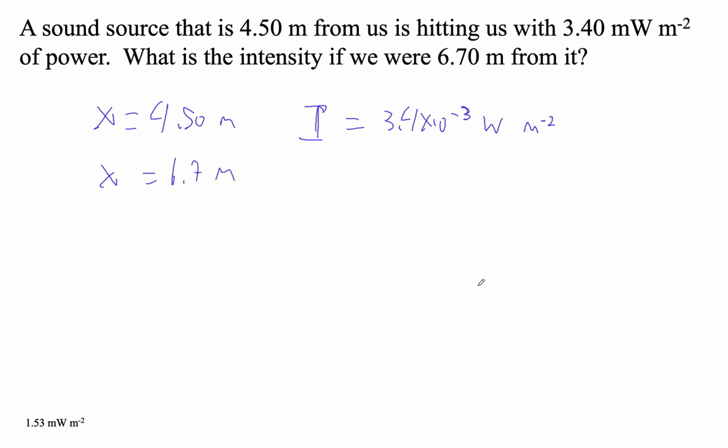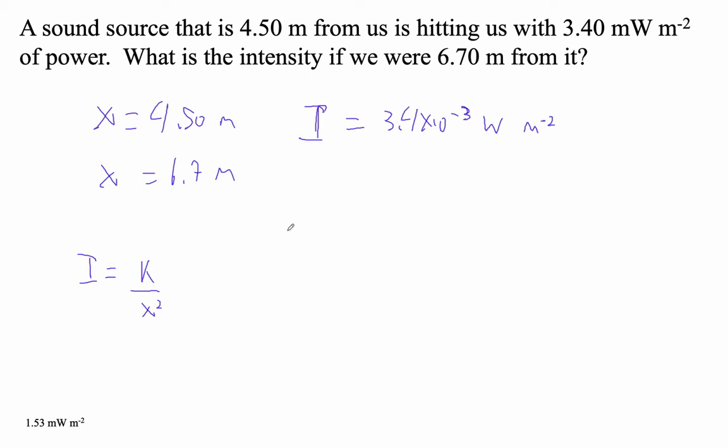Now, if we're farther from it, it's going to be fainter, right? So we're going to reject any calculation here that gives us more intensity than 3.4 milliwatts per square meter. Again, we're going to set this up this way: I is equal to some constant over x squared. That's what that formula says.